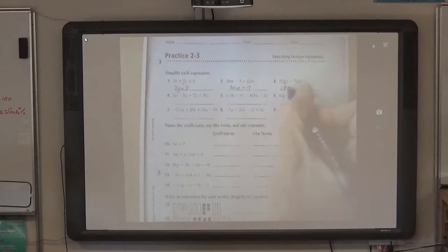Equals 1t. Yeah, t is kind of a tough variable to work with because it can be confused with a plus sign. Let's put the little tail. Plus negative 14t, which is 1t.